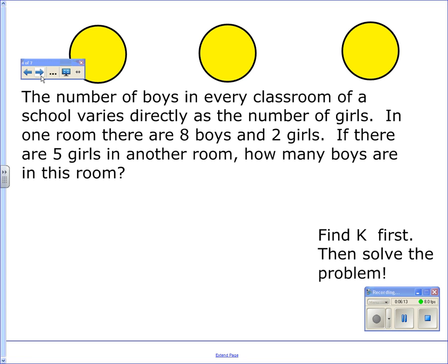The number of boys in a classroom varies directly as the number of girls. That's telling you what formula you're going to use. Does that make sense? And then it gives you information. In one room, there are 8 boys and 2 girls. If there are 5 girls in another room, how many boys are in the room? So we're actually going to have a number answer. It's not just an equation, but you have to start with the equation.